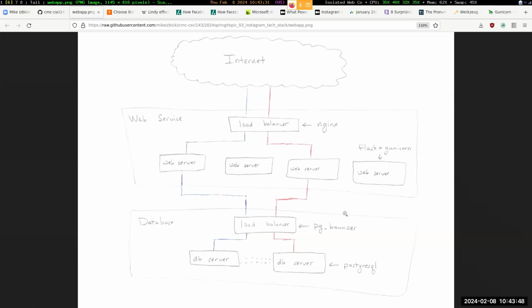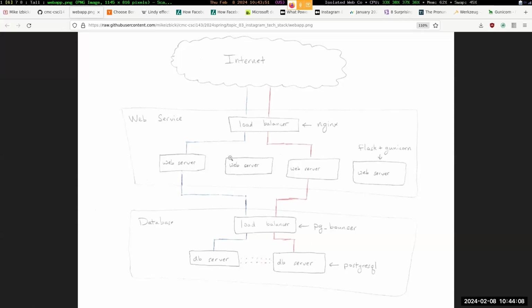Instagram does not expose its database to the public internet. Very few companies do. Instead, they have some sort of web service that sits in between the internet and the database. The way to think about each of these smaller boxes is like a Docker container that is running somewhere in their cloud infrastructure.